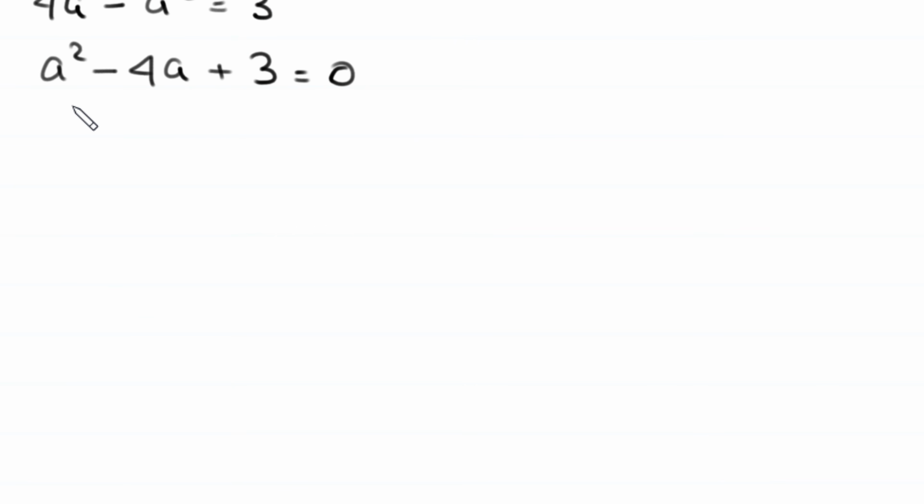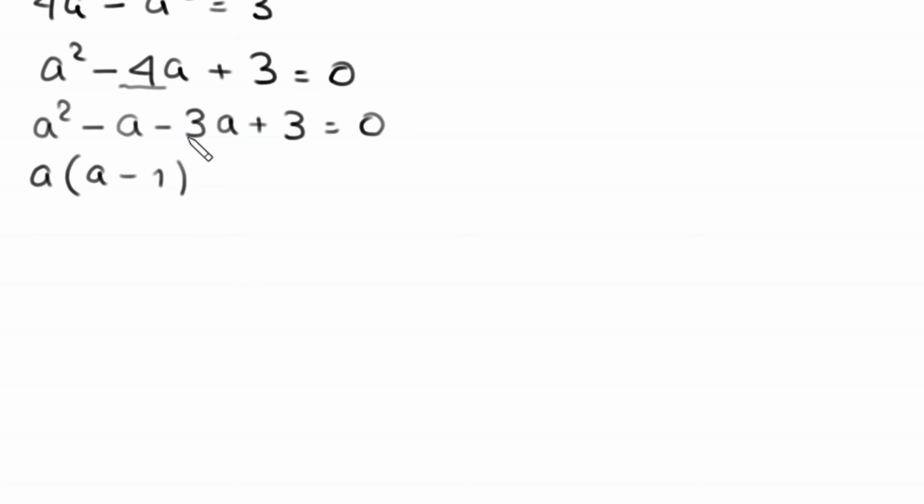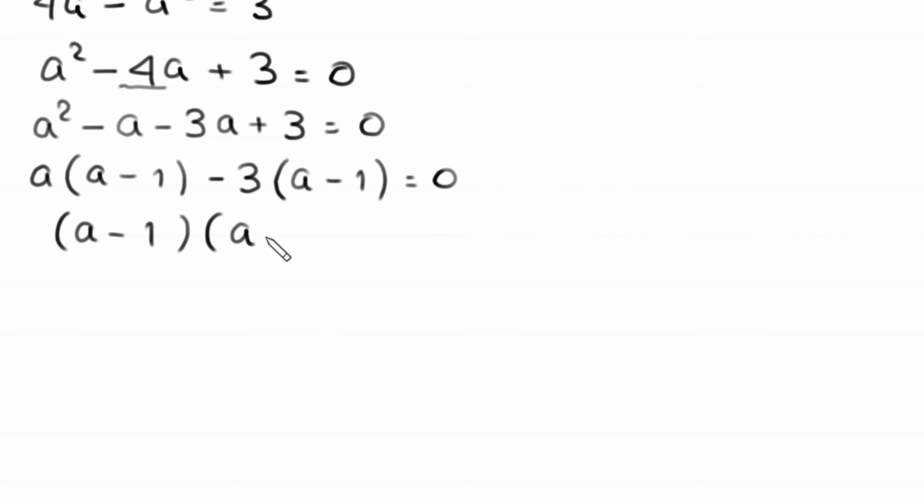Now this is a quadratic equation and is factorable. We write this a squared. Break this negative 4a into two terms: negative a minus 3a plus 3 equal to 0. From these two terms, a is a common factor, in bracket left a minus 1. From these two terms, negative 3 is a common factor, in bracket left a minus 1 equal to 0, and a minus 1 as common factor, in bracket left a minus 3 equal to 0.